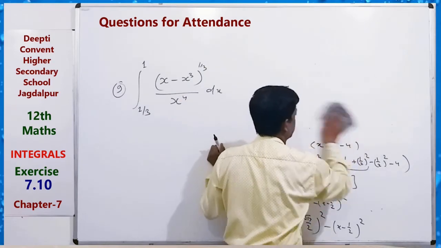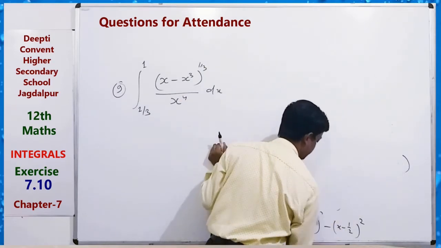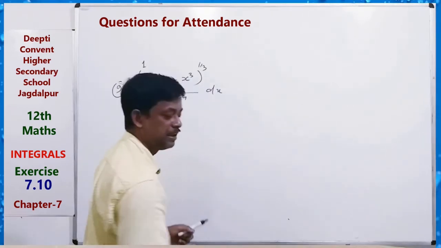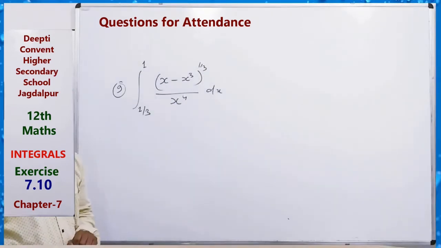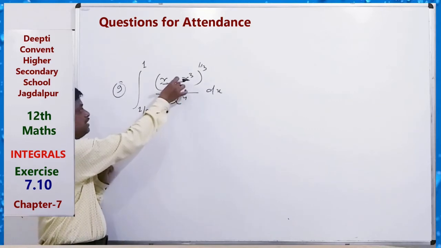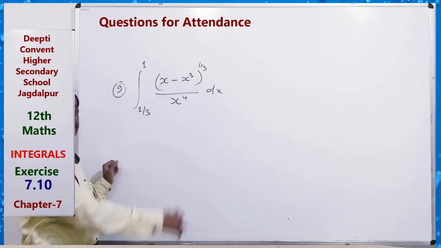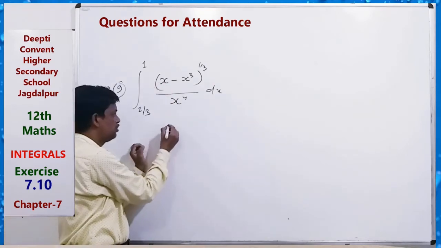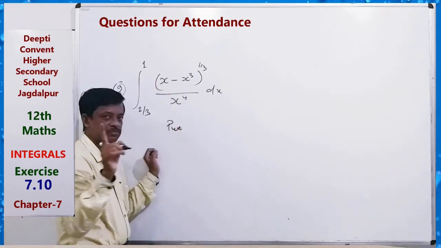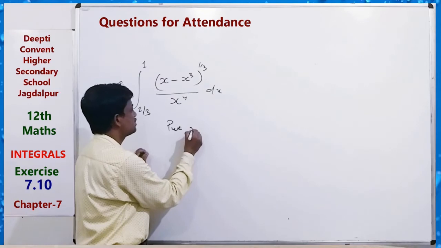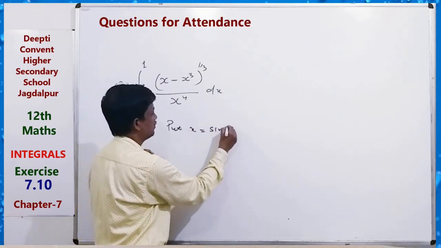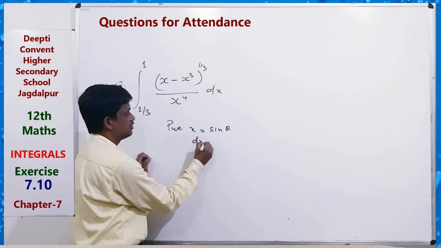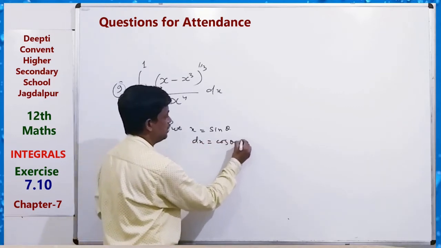Now a hint for question 9. Okay, important questions. Here we see that x can be taken outside. Just first put the substitution x equals sin theta. Then dx equals cos theta d theta.